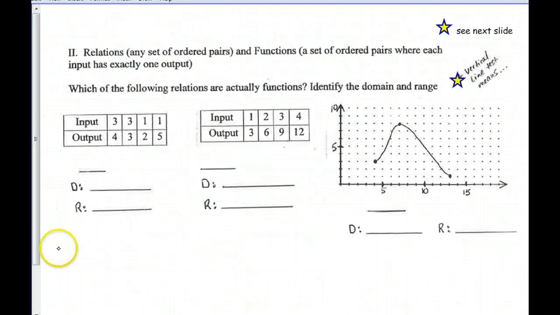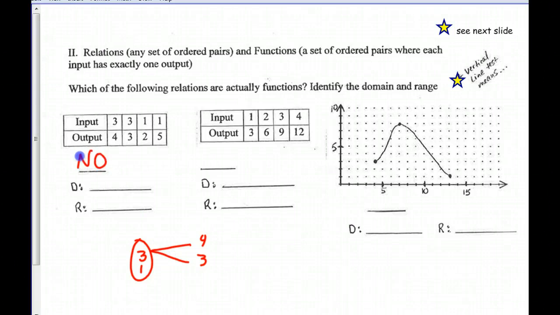So, all right. So here, is this a function or is it not? And then we're going to talk about what the domain and range are. Is this first one a function? 3 goes to 4 and 3 goes to 3. So if we did a mapping, we'd have 3 and 1 here, and 3 would go to 4 and to 3 over here. Is that okay or no? No, this is not even a function.